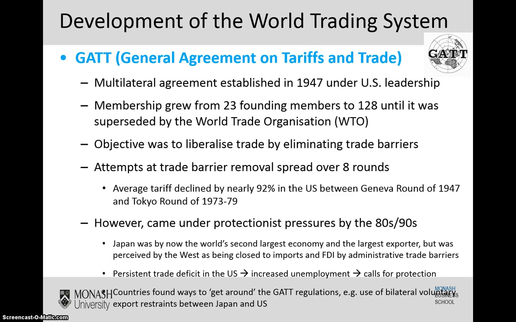In addition, many countries by now had found ways to get around many of these regulations imposed by the GATT. And one of these we've talked about previously was the use of bilateral voluntary export restraints. So when the Japanese and US governments agreed that the Japanese firms would be limited in how many cars they could import into the US, that was a good example there.